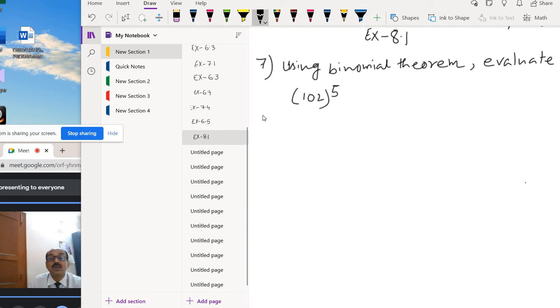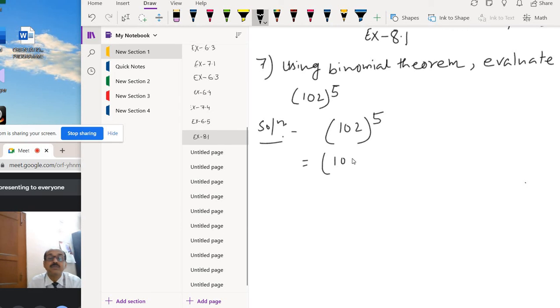So, we can write 102 to the power 5 as (100 plus 2) to the power 5. So here n equal to 5.